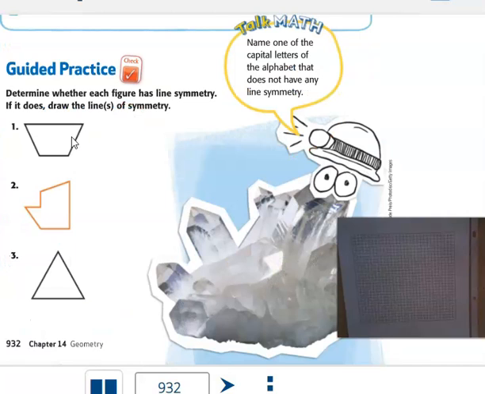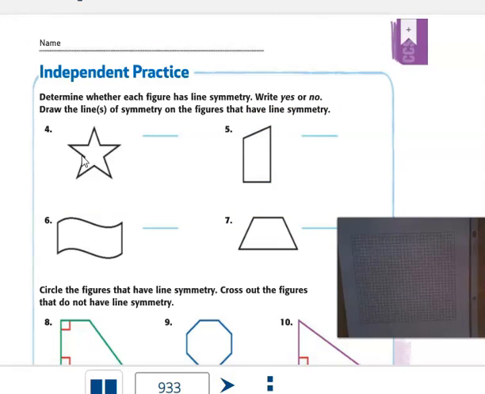Determine whether each figure has line symmetry. If it does, draw the line of symmetry. If it doesn't, you're just going to leave it. If it does, please draw the line. I'm going to give you a little bit of a tip on this one. 2 of them do not, so on 2 of these, you're just going to put no. And 1 of them has 5 lines of symmetry. So as you're finding your lines of symmetry, one of these shapes will have 5 of them. Make sure you find that one.